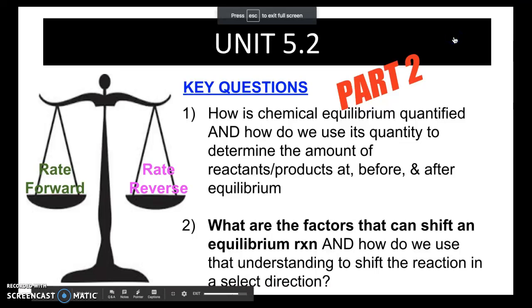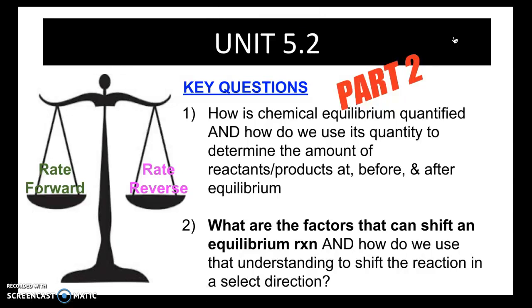This is Part 2. In Part 1, we utilized quantitative values Q and K to determine or predict the direction a reaction will shift based on whether K was greater or less than Q. In this case, we're going to look at other changes, like changing the temperature or the pressure of a reaction, and how we can utilize our understanding of equilibrium to predict the direction the reaction will shift to reestablish equilibrium.